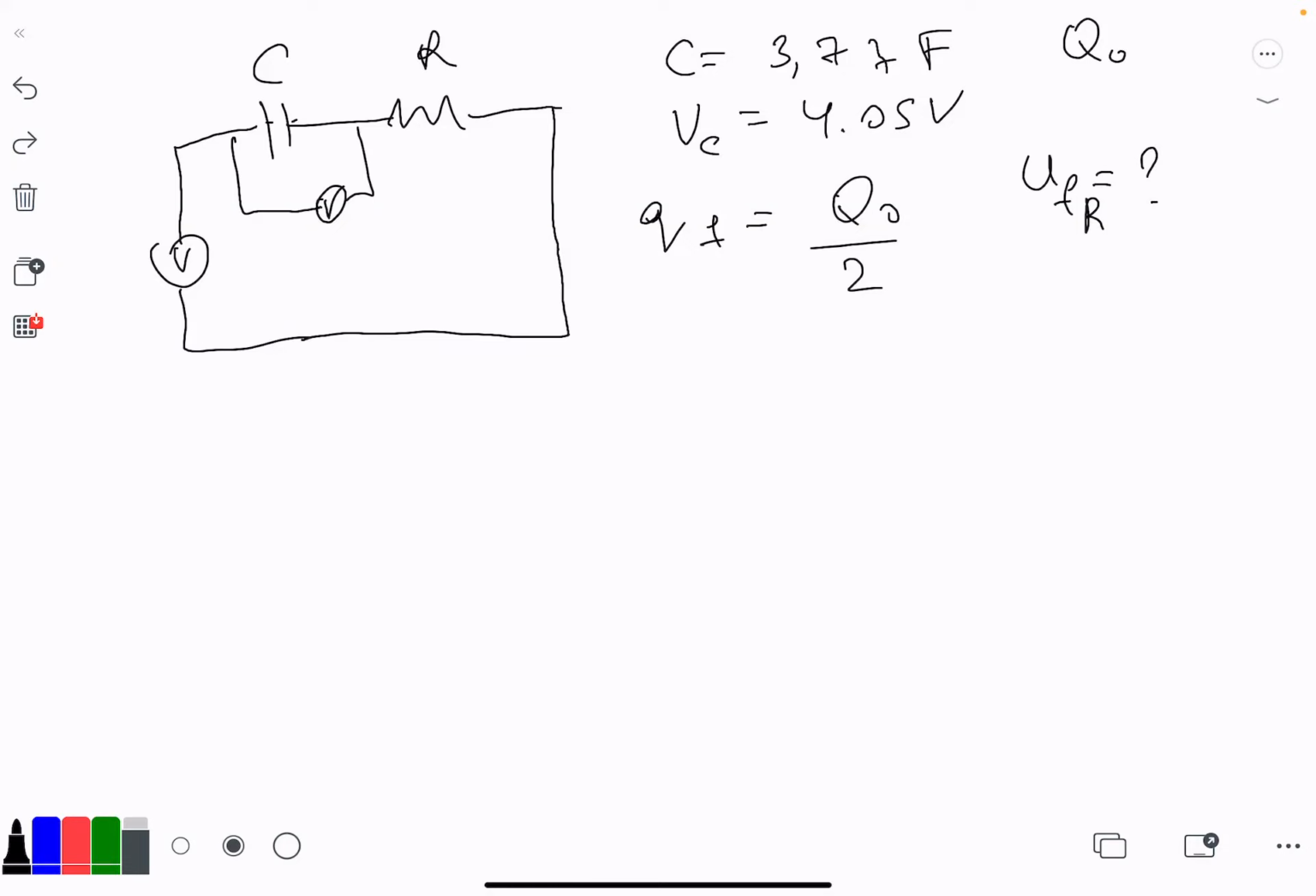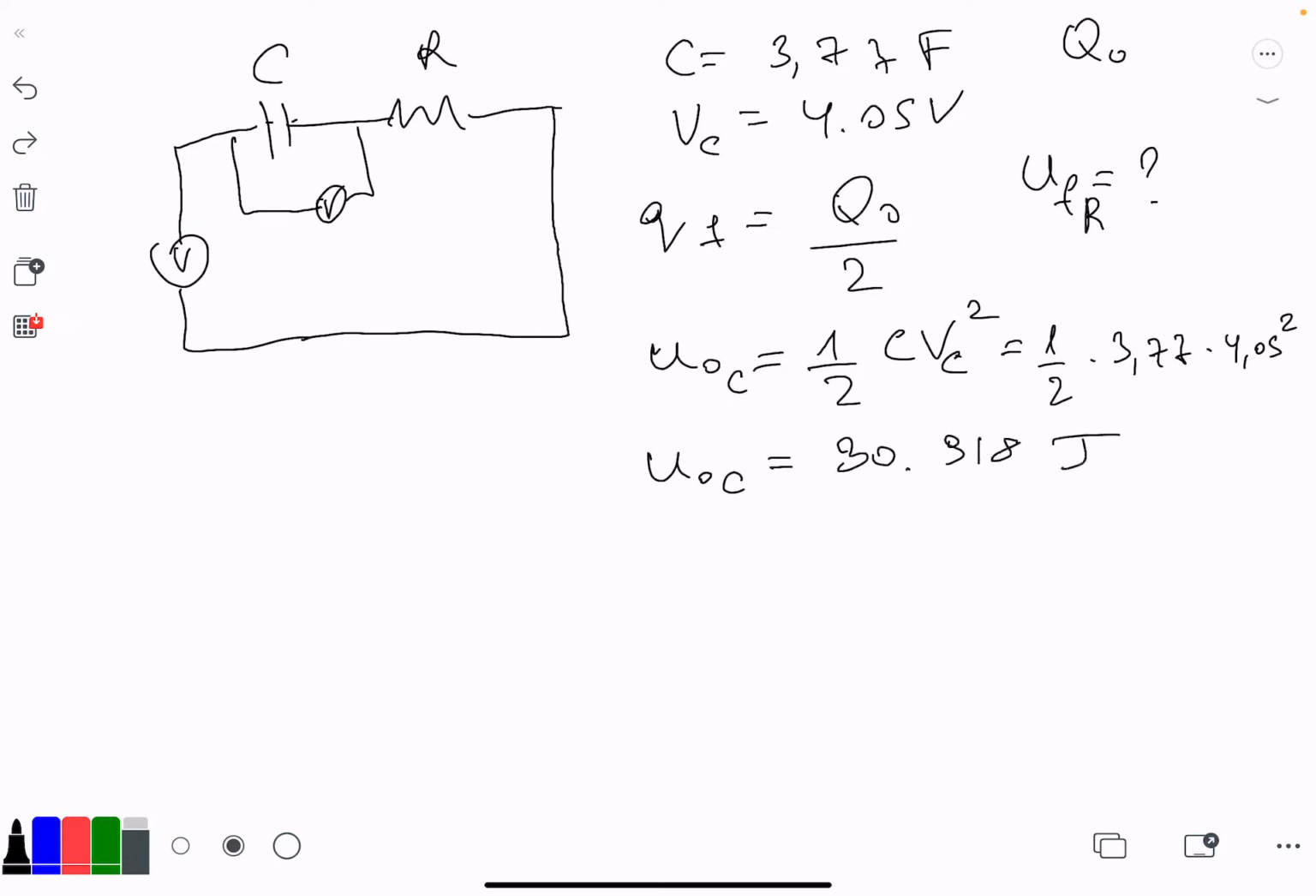Initially, when the capacitor is fully charged, how can we find the initial energy of the capacitor? What is the formula? 1/2 CV squared, where V is the potential difference across the capacitor. Now if you plug in the numbers, 1/2 times 3.77 multiplied by 4.05 squared, how much will you get? The initial energy of the capacitor when it's fully charged will be 30.918 joules.